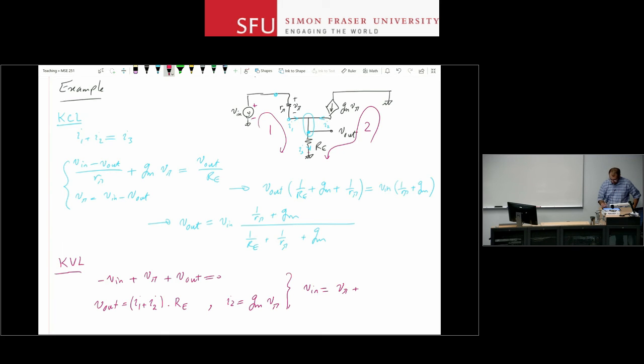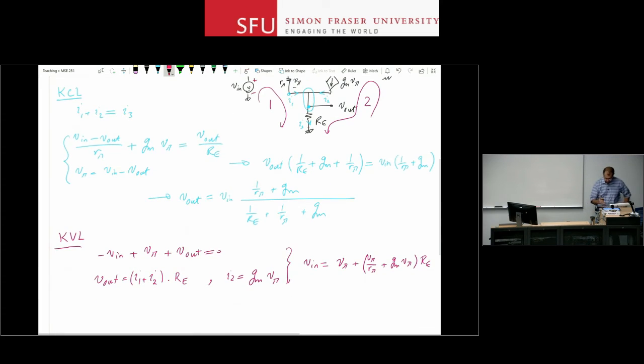plus I1, which is going to be V pi over R pi, plus I2, which is GM V pi, times RE. Okay? So this equation gives me V pi as a function of V in easily.